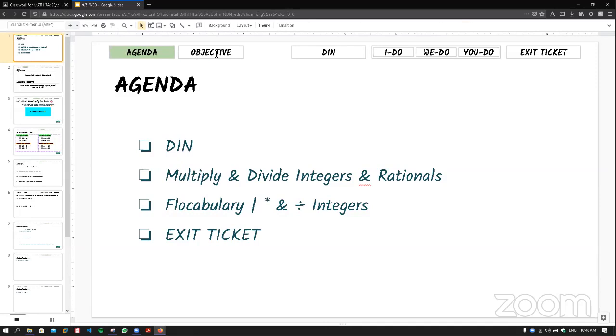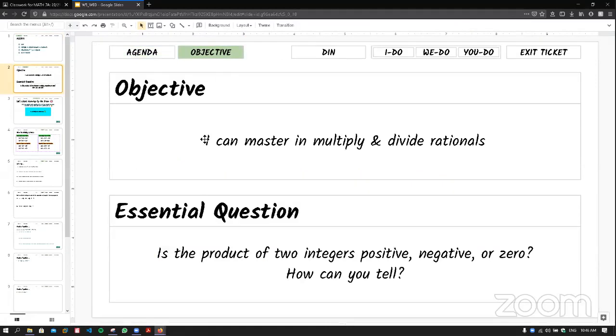Okay. Today's objective is: I can master multiplying and dividing rationals. Master means you're going to see very different kinds of rational multiplications, so we're going to practice those. And the essential question is the same as last week: is the product of two integers positive, negative, or neither? And how can you tell? So it's about the rules.